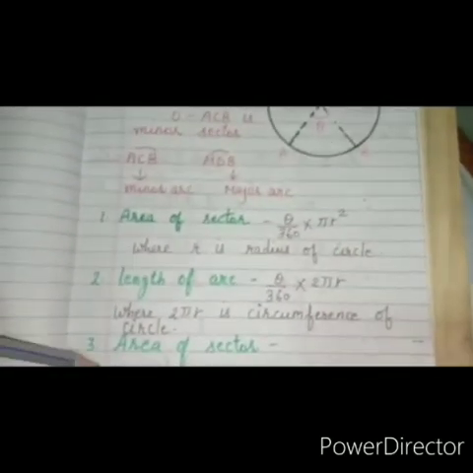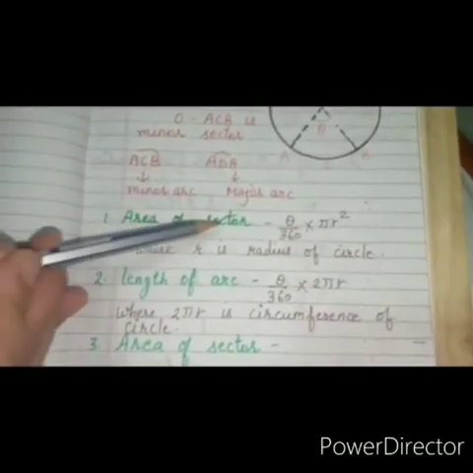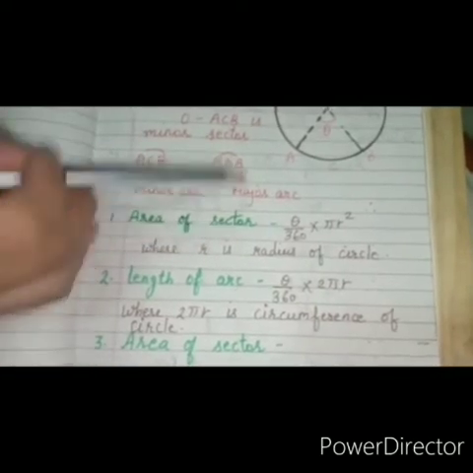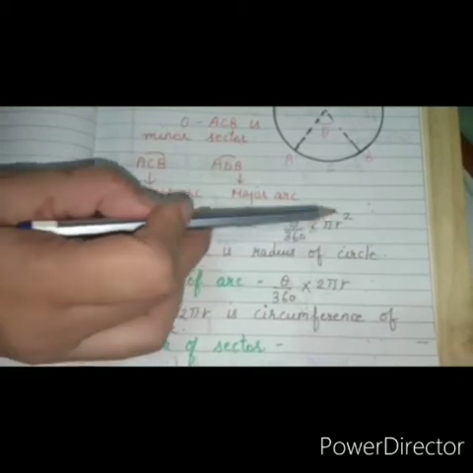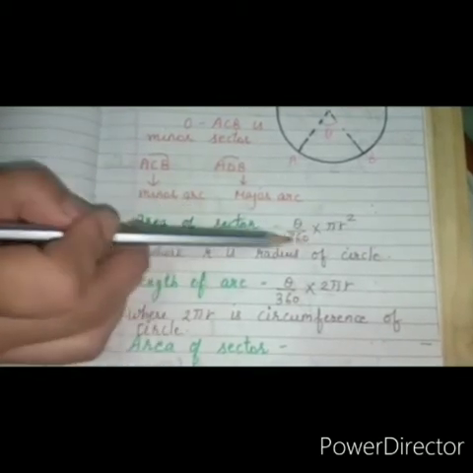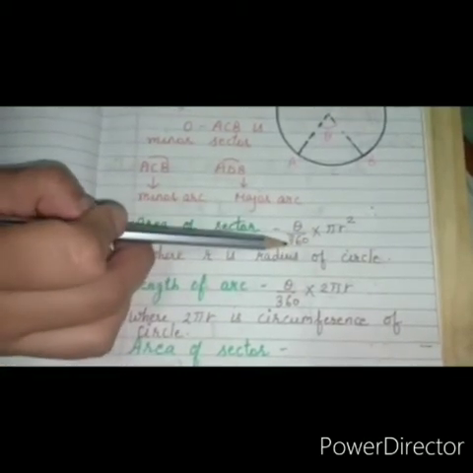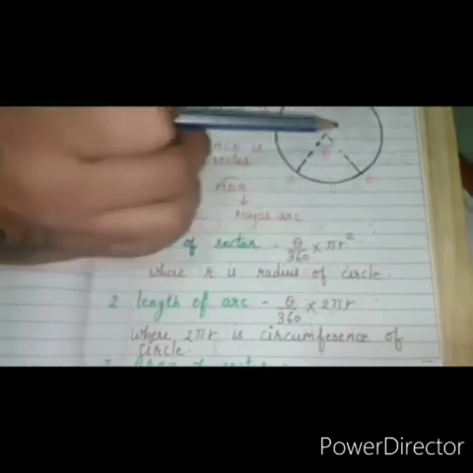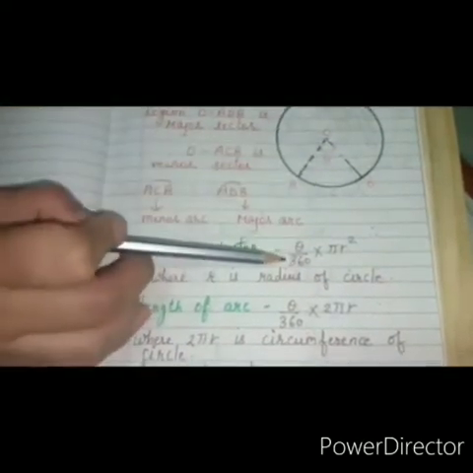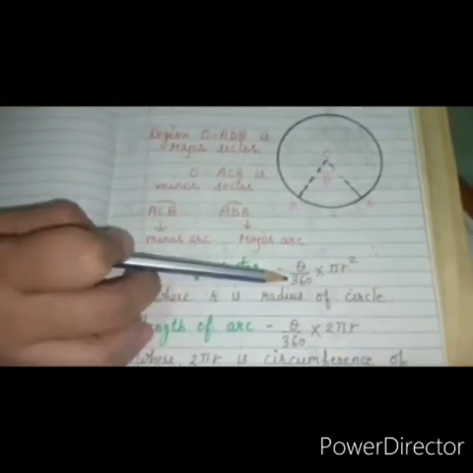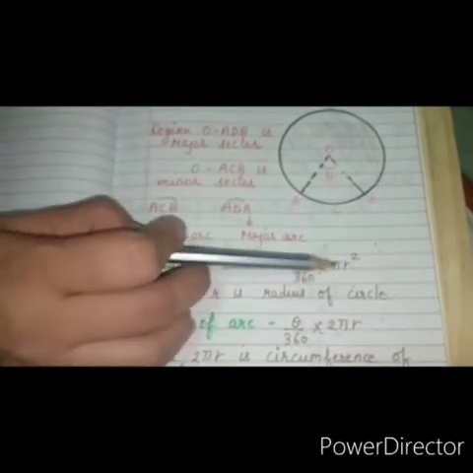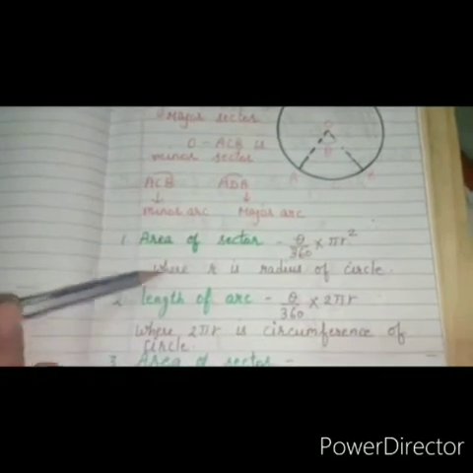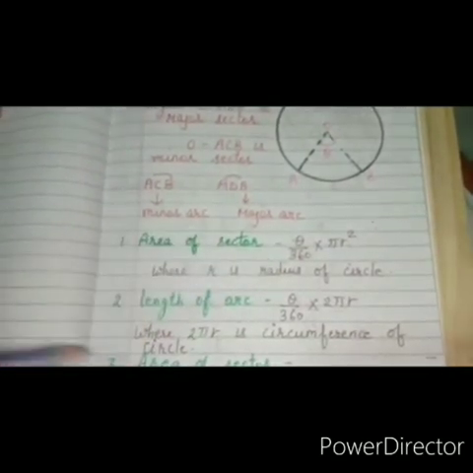Now we have some formulas for solving our questions. See, area of the sector. Area of the sector means you have to find the area of one of the parts. So we know the area of the circle is pi r square, and this is the part theta upon 360. Theta is the angle subtended by that arc, and 360 is the total angle of the circle. So the whole formula becomes theta upon 360 multiplied by pi r square, where r is the radius of the circle.